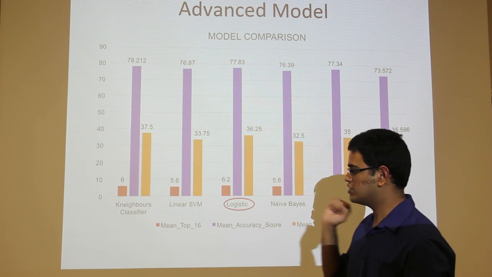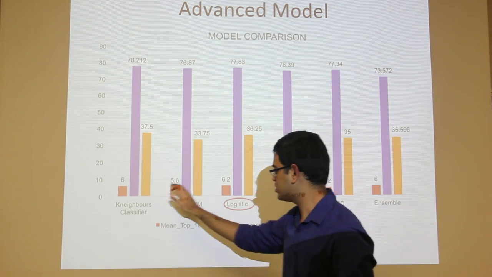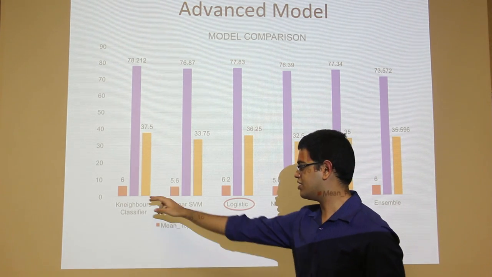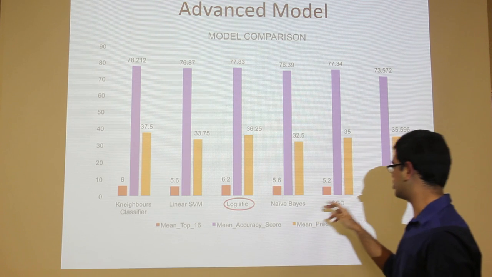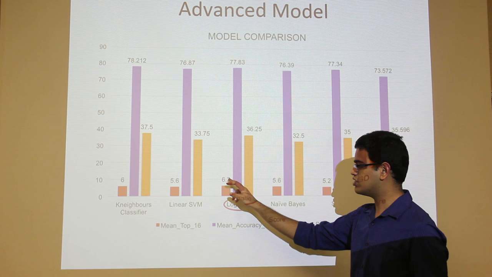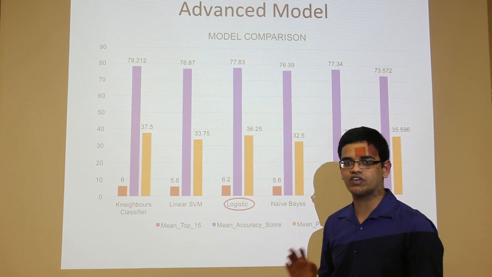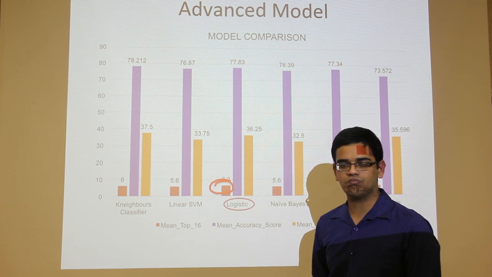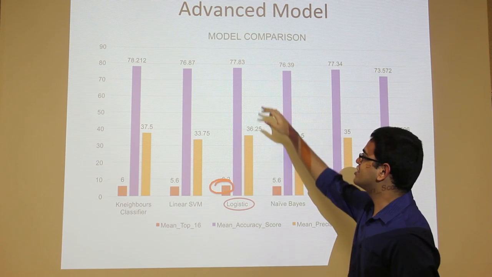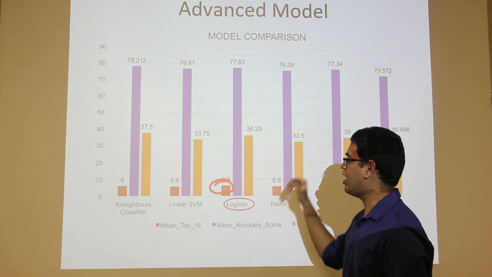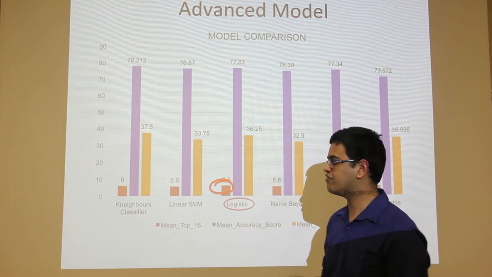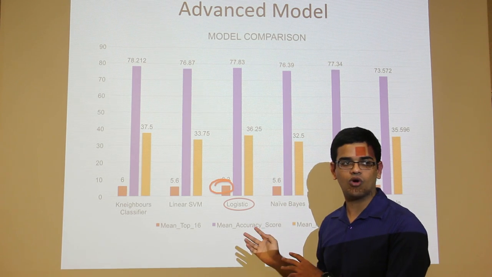What the accuracy gives is nothing but how many you got correct in the top 16. If you see, for multiple algorithms, you can see how many you got in the top 16, right? In this we found that logistic regression had the highest value for getting more people in the top 16. The other things we found were the accuracy score and the precision score. These are calculated internally using Scikit's libraries, and we come up with how accurate our model is.